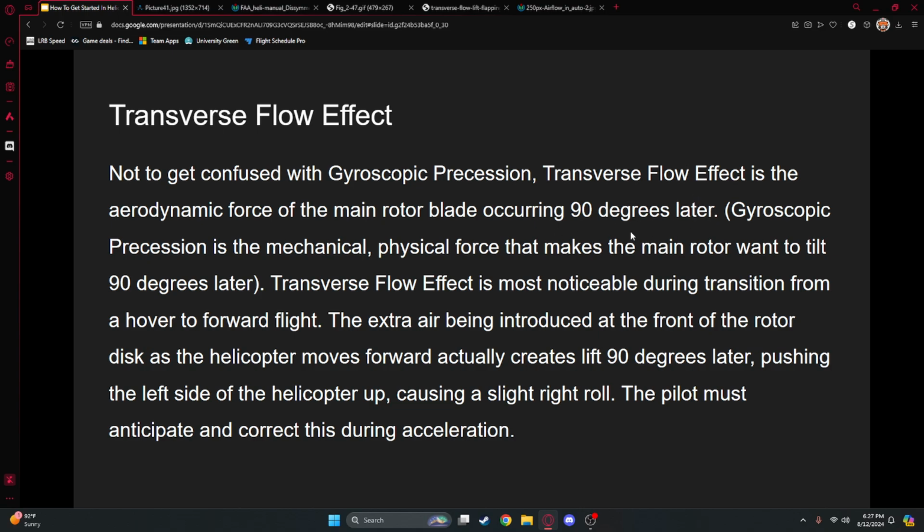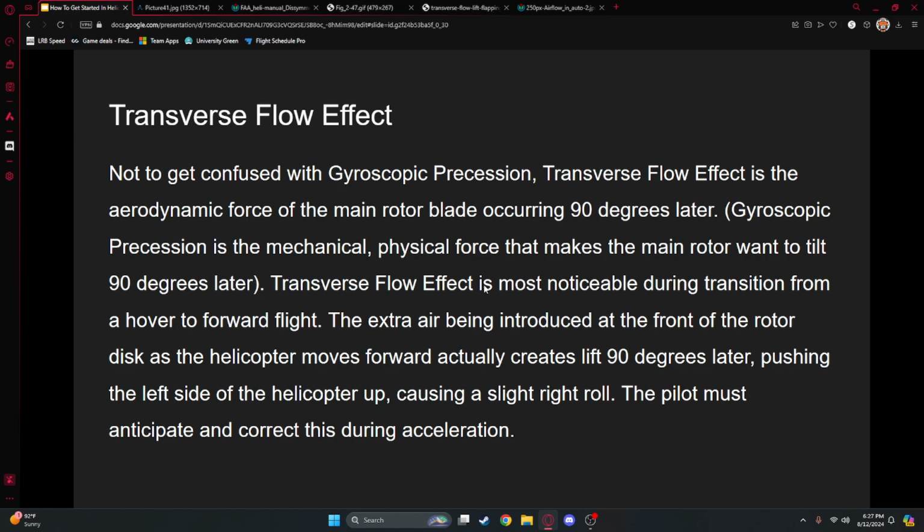That took me a while in flight school to actually understand, because I thought transverse flow effect and gyroscopic precession were the same thing. They are not. One is mechanical, one is an aerodynamic force. So gyroscopic precession is mechanical, transverse flow is strictly air. It's kind of like a phenomenon.